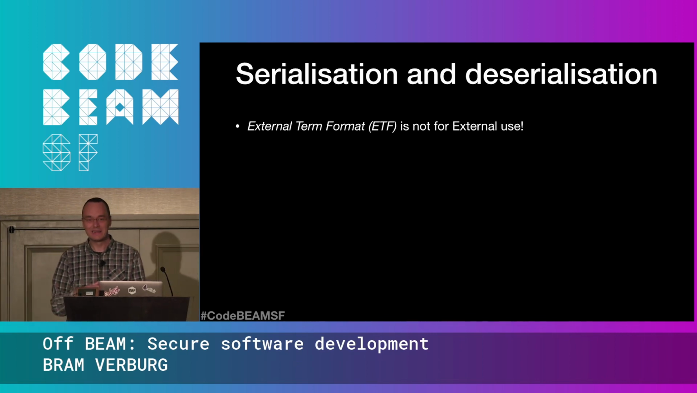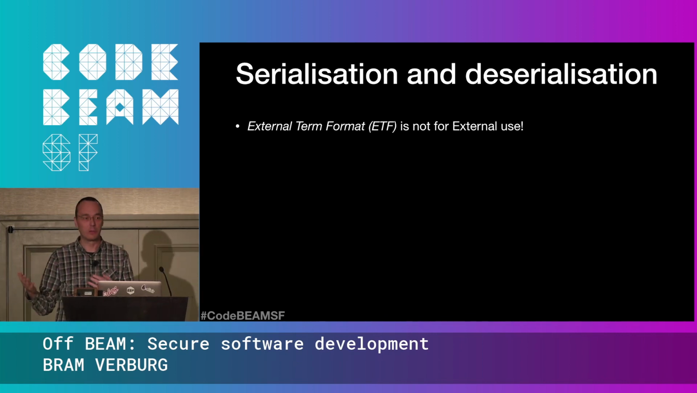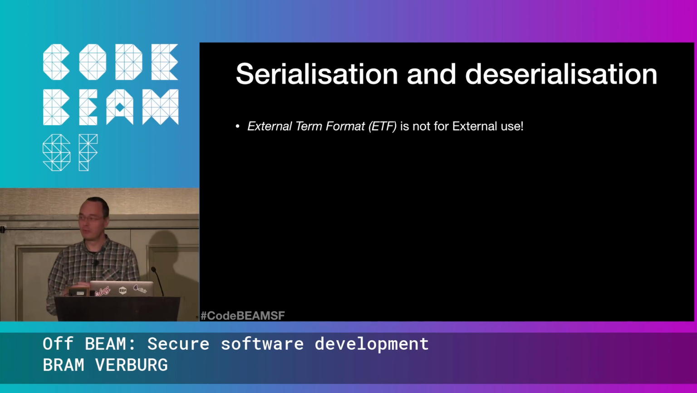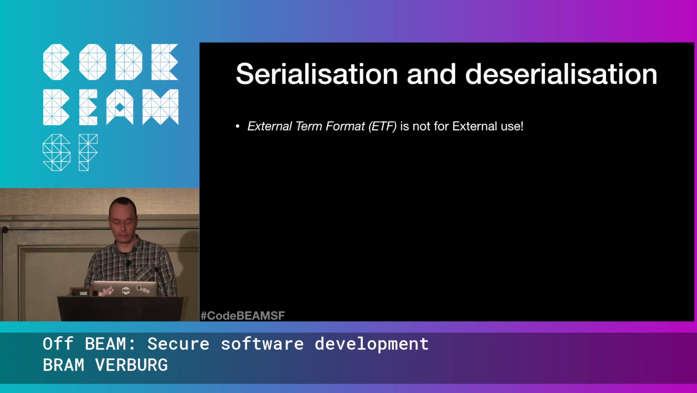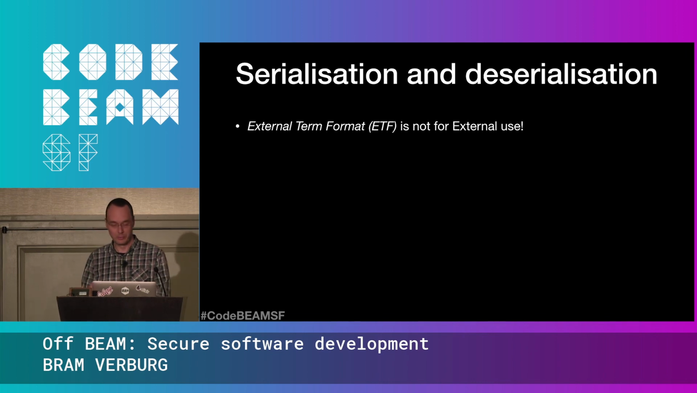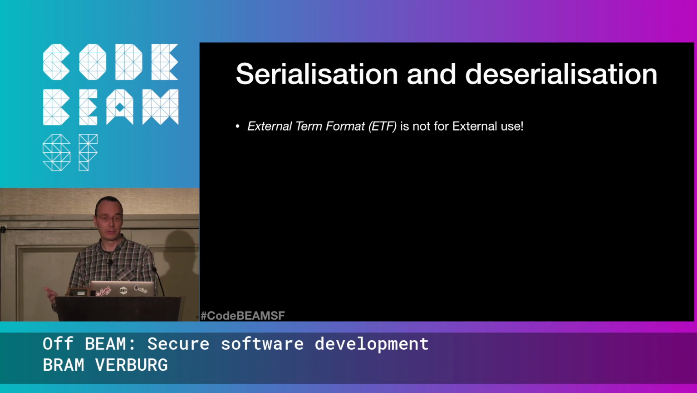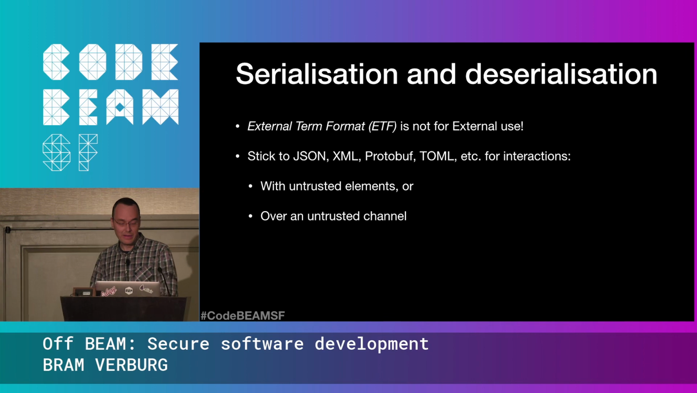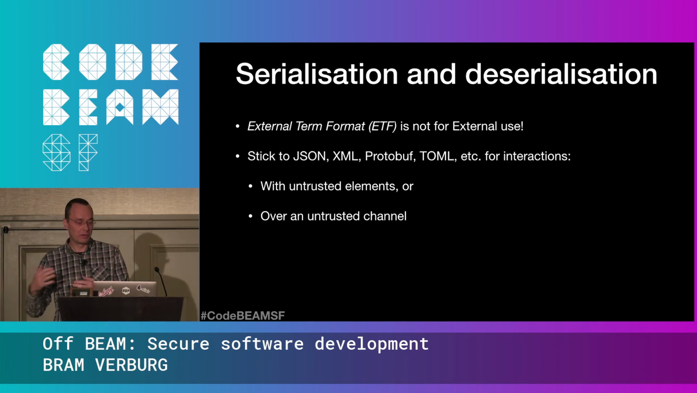And this is more efficient than encoding it using JSON or some other format, but ETF is very powerful. It can encode basically anything that you can represent as an Erlang term. For example, you probably don't have a need to serialize an anonymous function, do you? But ETF can serialize an anonymous function and deserialize it, and that would be, of course, very risky. So basically, stick to JSON, XML, protobuf, or whatever if you're interacting with an untrusted element or over an untrusted channel.